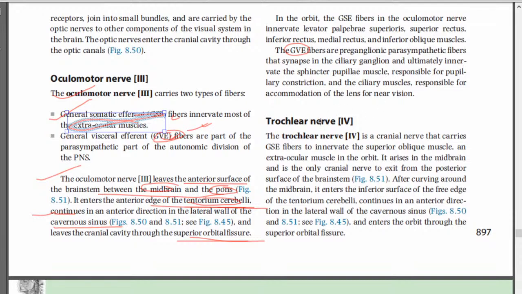Trochlear nerve, cranial nerve 4. The trochlear nerve is a cranial nerve that supplies the superior oblique muscle, an extraocular muscle in the orbit. It arises from the midbrain and is the only cranial nerve to exit from the posterior surface of the brainstem. After curving around the midbrain, it enters the inferior surface of the free edge of the tentorium cerebelli.